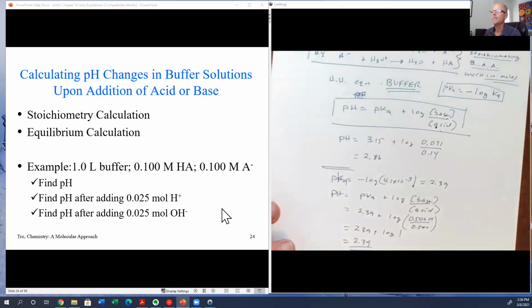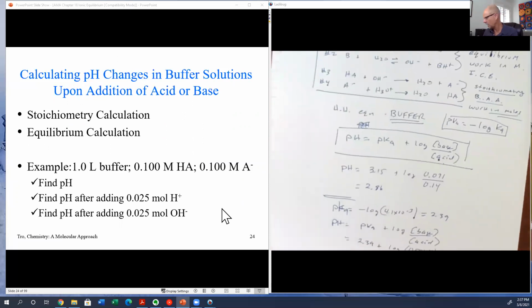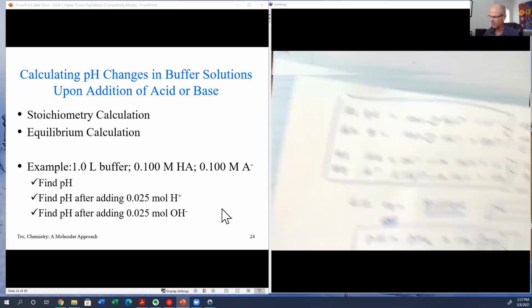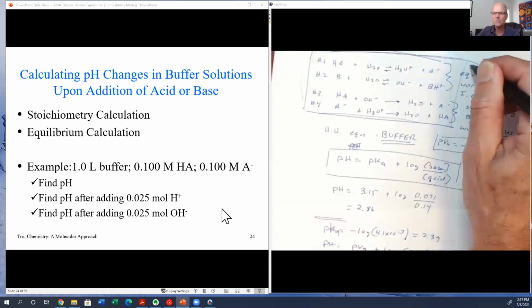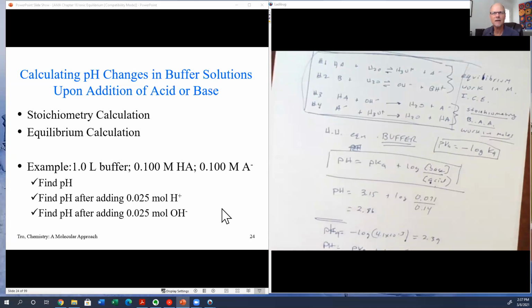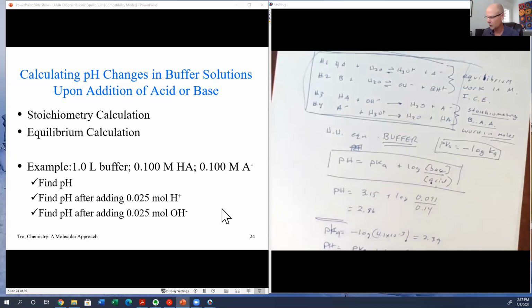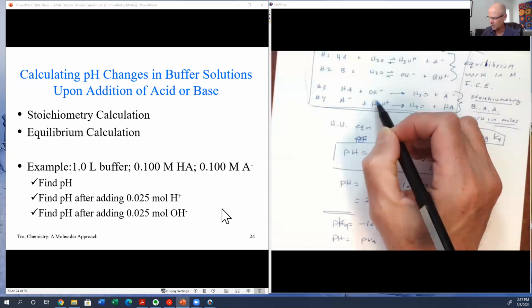Okay. Now, the next thing we want to be able to do is to calculate how the pH changes when I add acid or base to a buffer. These four equations, again, keep them with you at all times. Keep them in your front pocket. Be ready to use them at a moment's notice, because we'll be using them a lot. And I'll show you how to use these two right now. These two we've already been using all along. Now I'm going to show you how to use these two.